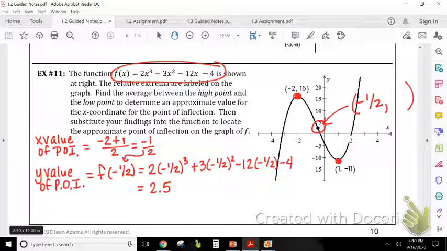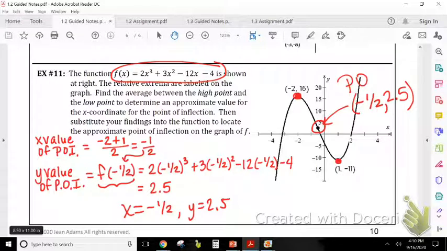So this is, remember, f of anything is the y value, okay? So this says that my y value is 2.5. So we know the x is negative 1/2. We know the y is 2.5. And so our point of inflection is going to be negative 1/2 and 2.5. And so I'm just going to write that up here. So point of inflection. And there it is.